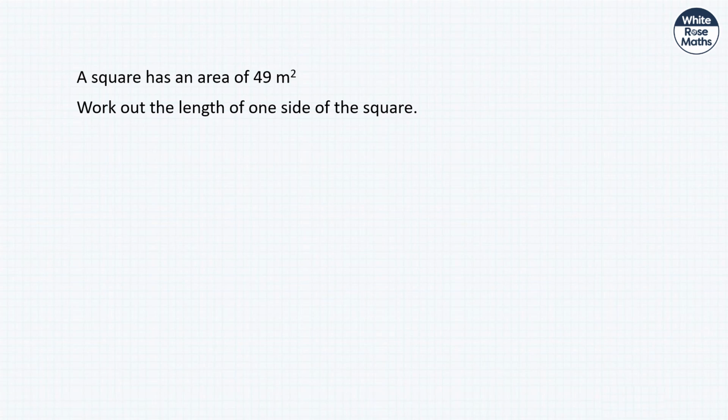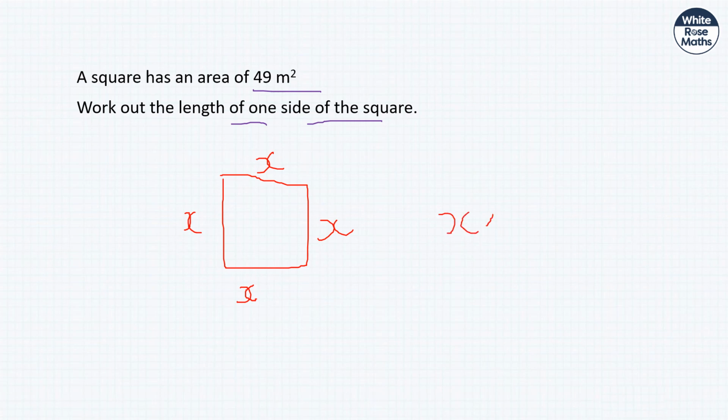Either way. A square has an area of 49 meters squared. Work out the length of one side of the square. So I'm actually going to be working backwards here. A square, the property is that all the side lengths are the same, guys. So I can label a side length as the letter x, so x meters. So the area of a square is length times width, so x times x, which is equal to 49. x times x is going to be x squared.